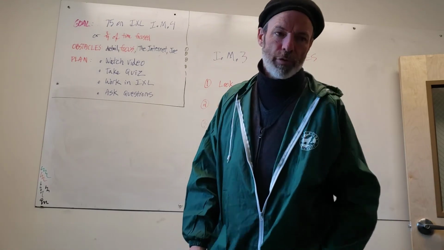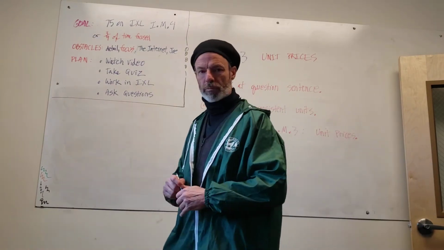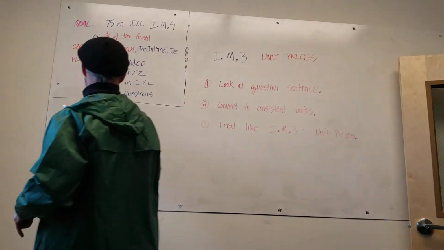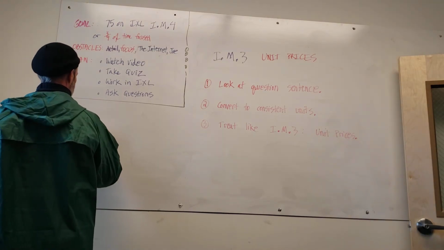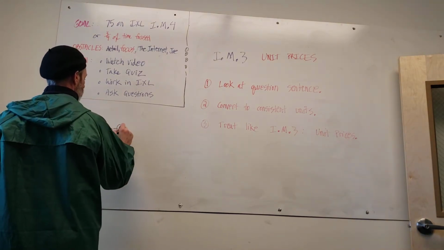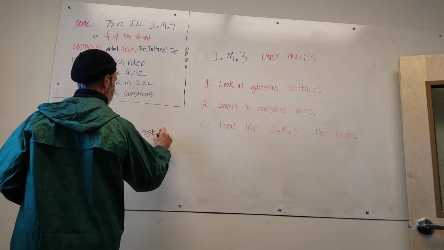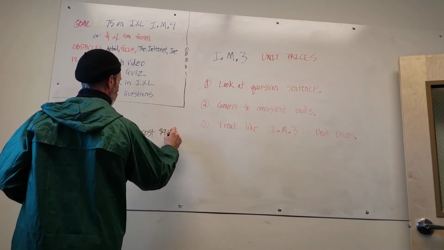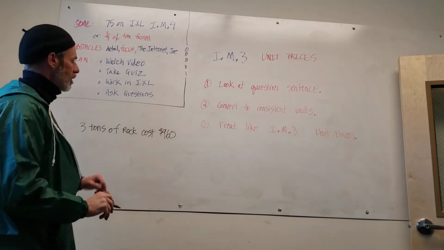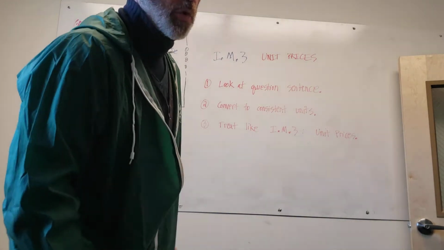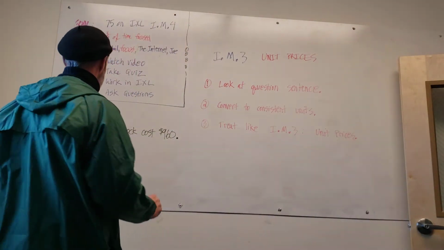So one question from section I.M.4. 3 tons of rock cost $960. And then the question sentence is, what is the price per pound?